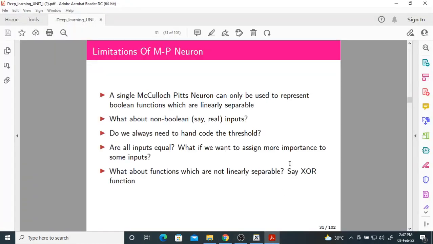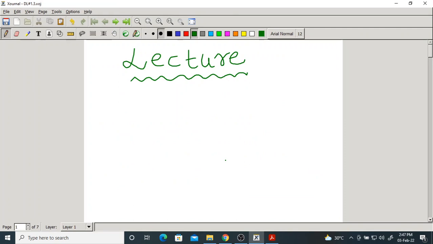So let us start today's class. In the last class we discussed McCulloch-Pitts neurons, or simply the MP neuron. We have seen how to represent Boolean functions using MP neuron, but it has some limitations. The limitations are: a single MP neuron can be used to represent only Boolean functions which are linearly separable. In the last class we explained what is linearly separable.